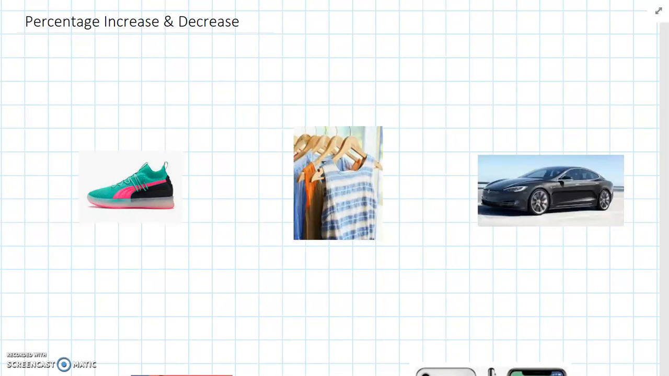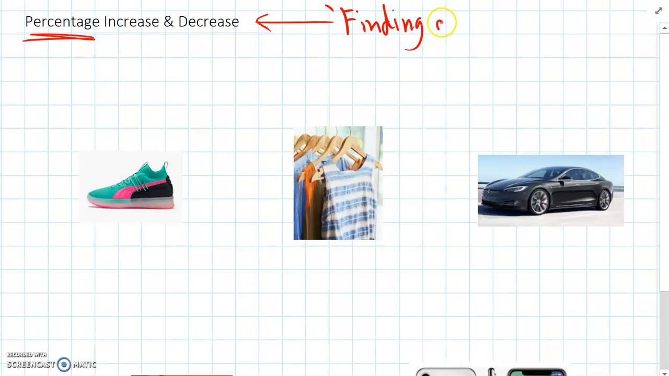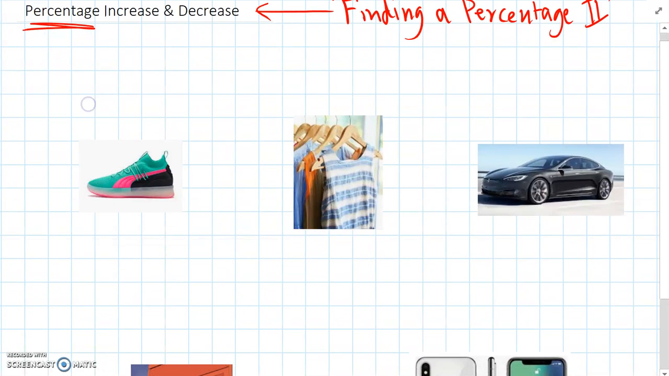Alright, so in this video we're going to look at when prices and numbers increase and decrease by a certain percentage. And the main skill you need to use in this is from the last video, which was finding a percentage number 2. So make sure you've watched finding a percentage number 2, because that's the main skill you need when we start looking at these real life questions.